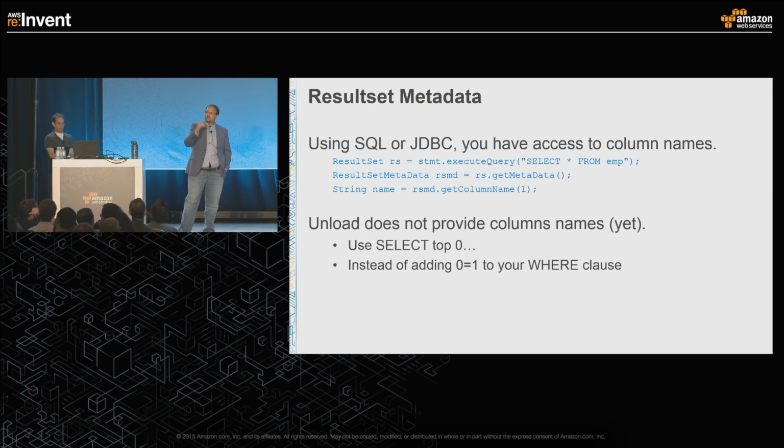But what people do is they run the unload, and then they run the same query again with 1 equals 0 at the end, so they can get the metadata of the columns, like the names of the columns. The problem is very complex queries. By the time the optimizer gets to the 1 equals 0, it has already created temporary tables, already loaded a bunch of data, and it takes about the same time as the original query. Instead, until we fix this, you can do a select top 0, because the optimizer knows right off the bat it's a fake select, and it runs much faster.